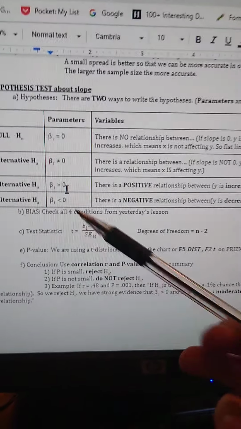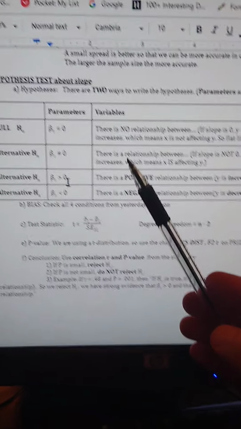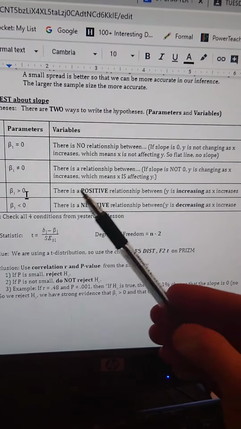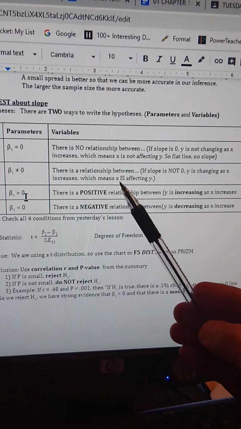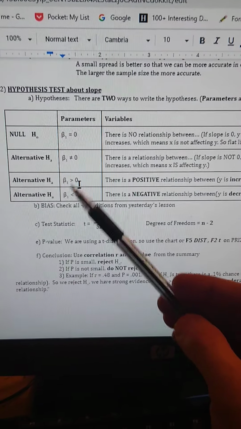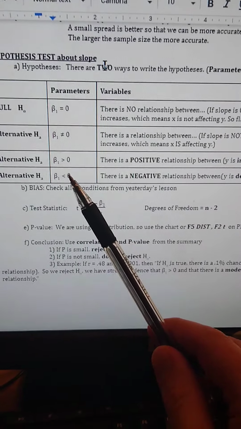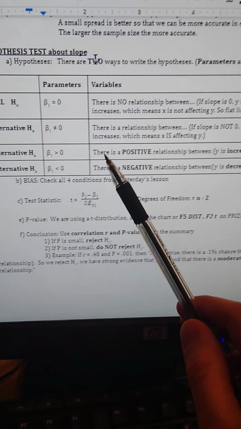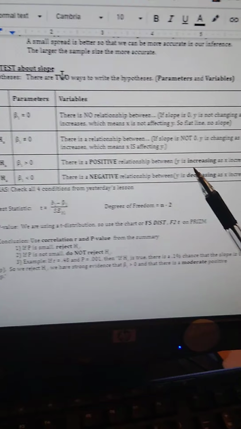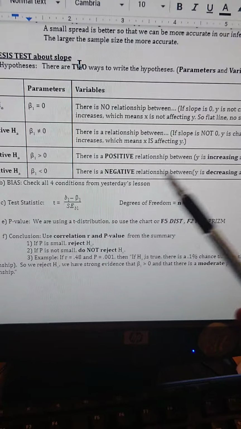Now, there's 3 ways to do the alternative, and each one means something different. If we do not equals to, that means there is a relationship. If the slope is not 0, y is changing as x increases, which means x is affecting y in some way. But most of the time, we're not going to use not equals to. We're going to be more specific here, and we're going to take a look at alternatives of greater than or less than. If my slope is greater than 0, then I can say specifically that there is a positive relationship, which means y is increasing as x increases. And if it's less than, there is specifically a negative relationship.